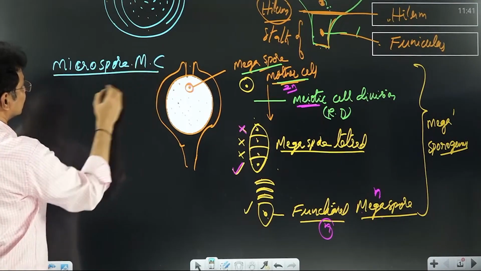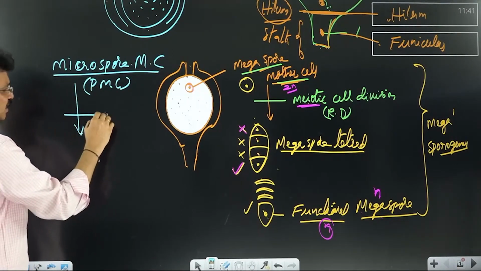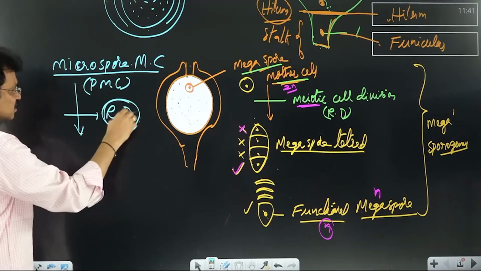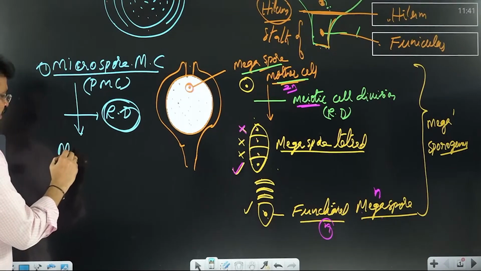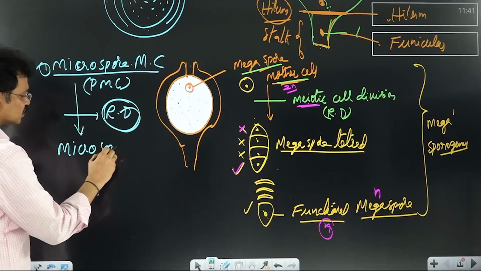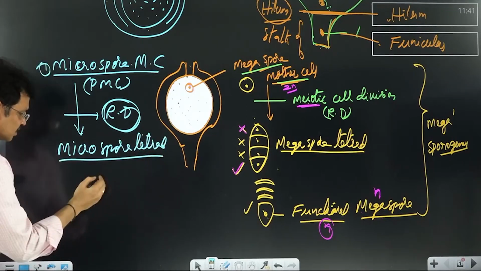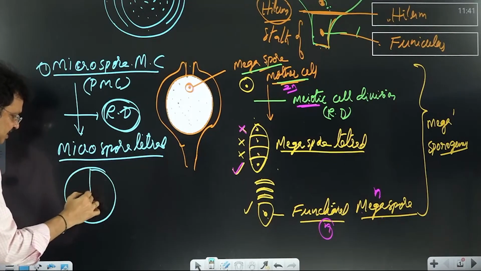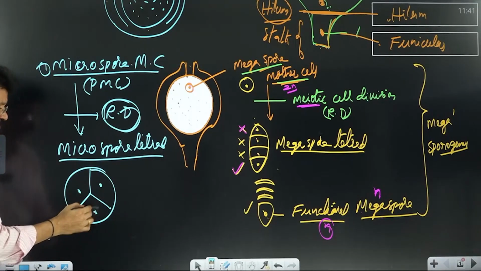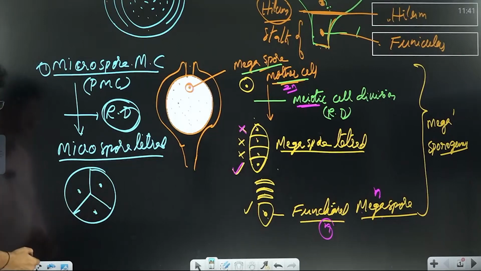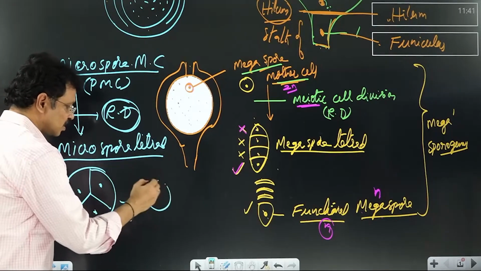Another name of the microspore mother cell is the pollen mother cell. After a single meiotic division or reductional division, this single microspore mother cell gives rise to a pollen tetrad or microspore tetrad. This is the structural representation of microspore tetrad. 3 cells are visible, and one more cell is there in the backside. Among these, all four are fertile. There is no degeneration.